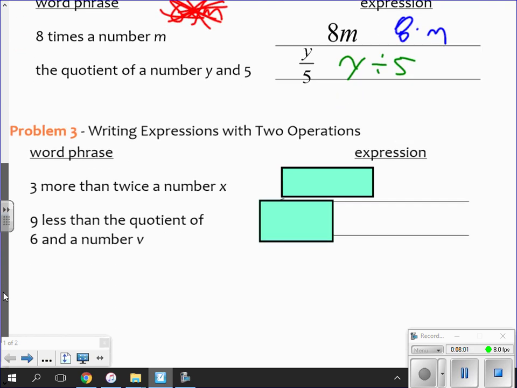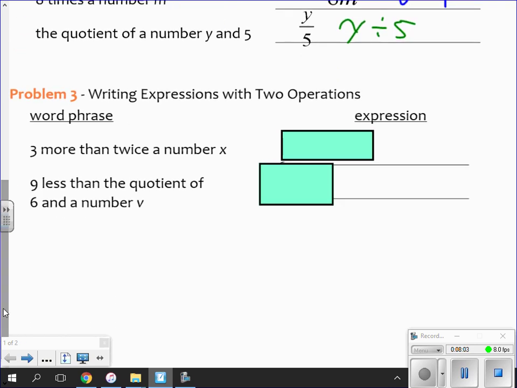Okay, now we're going to get to doing more than one thing at a time. Instead of just adding or subtracting or multiplying, dividing, we're going to do a combination of things. So I have a couple of things going on here. I have 3 more than.